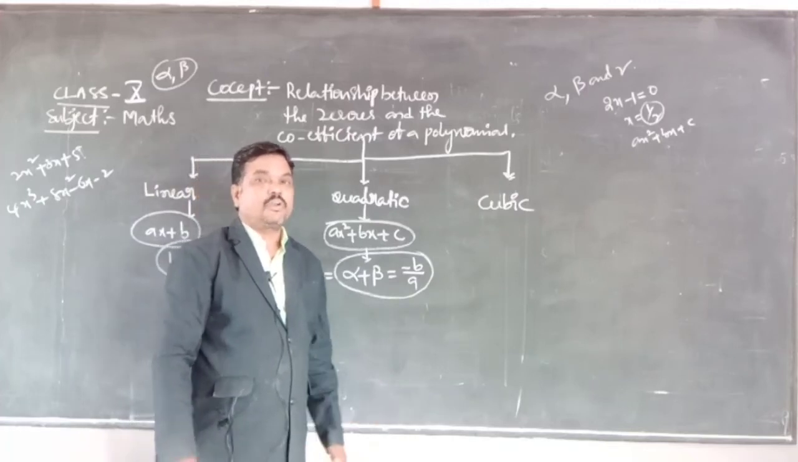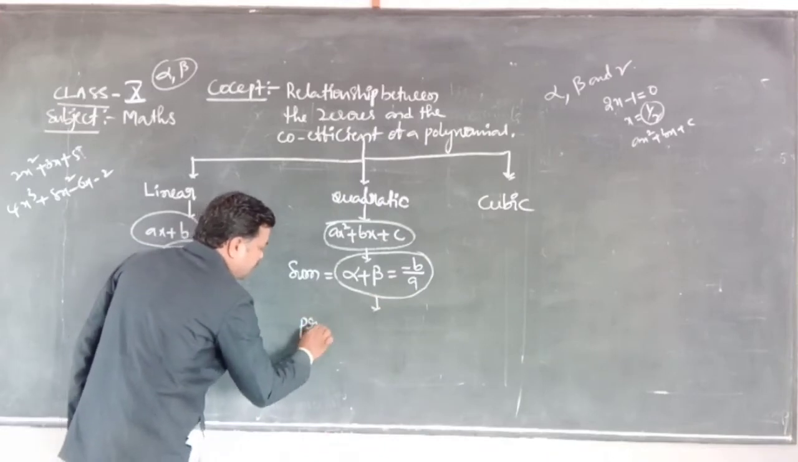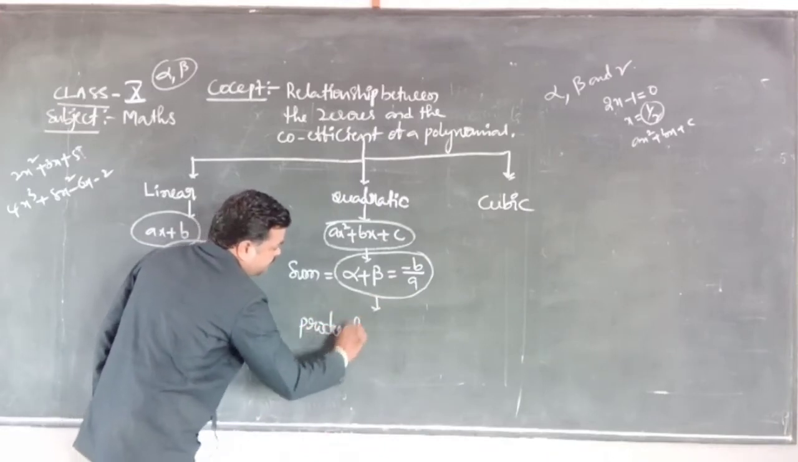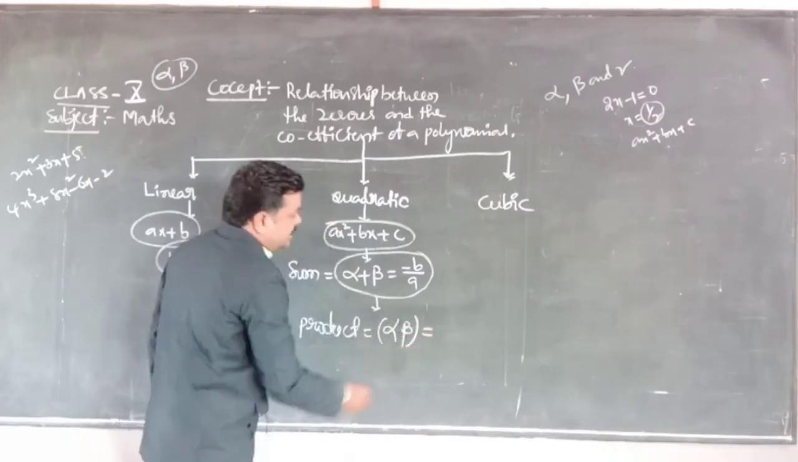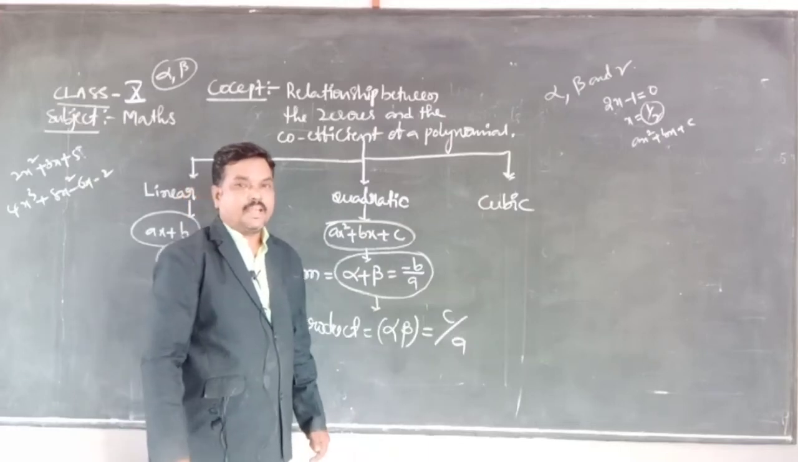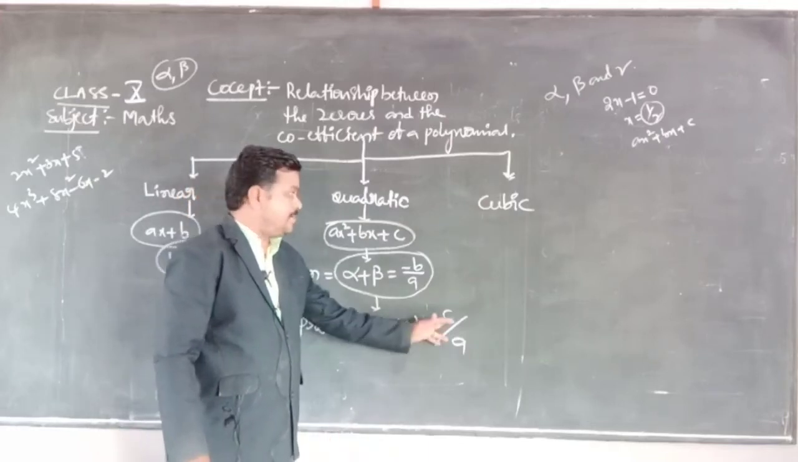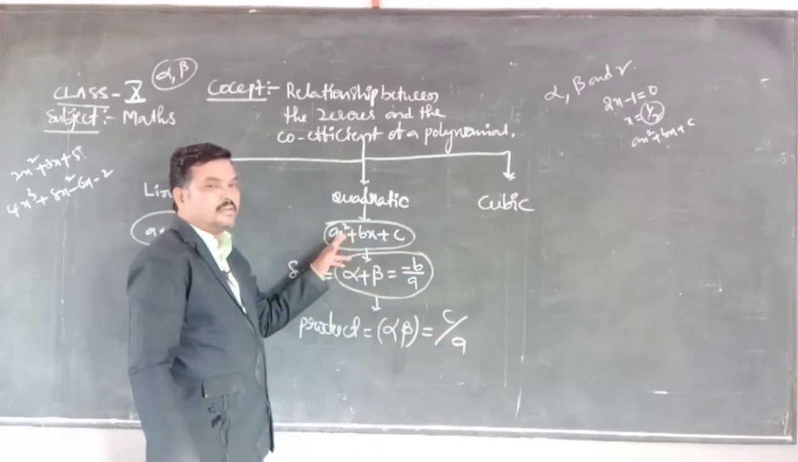The next is the product of the zeros. Product alpha into beta is equal to c by a. c means the constant, a means the coefficient of x square.